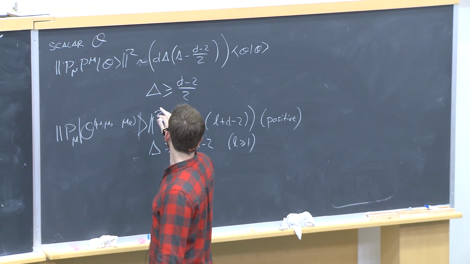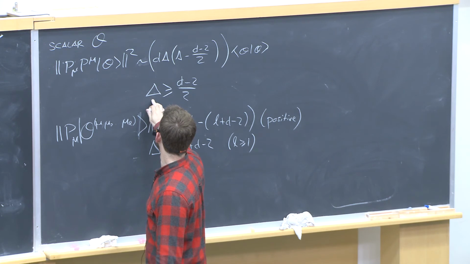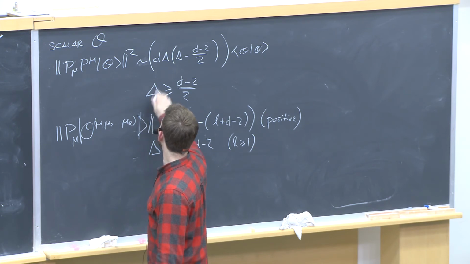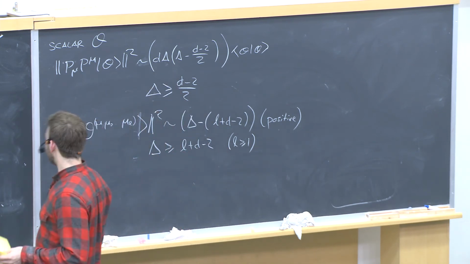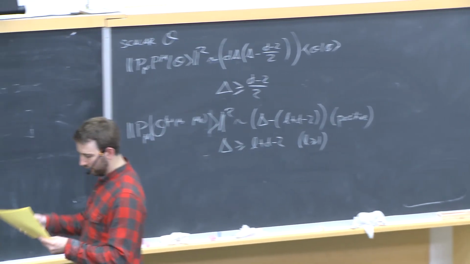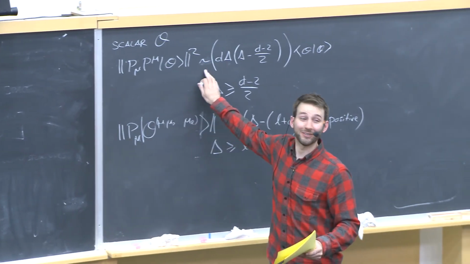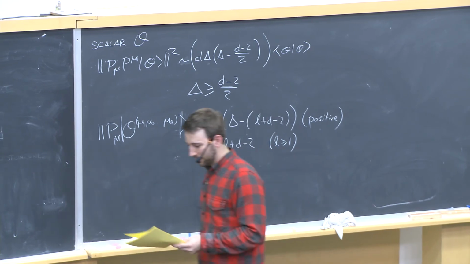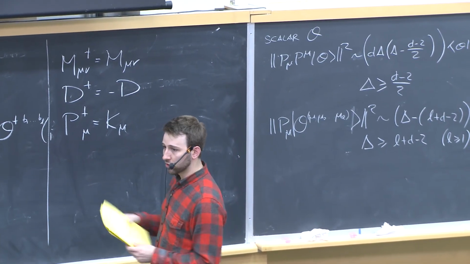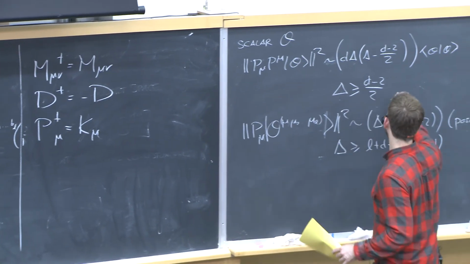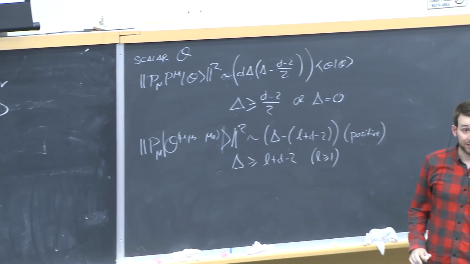In the first case, the next case: yes, delta can be 0. In the delta equals 0 case, we showed before. The question was why delta couldn't be 0. Delta can be 0, but now we're about to say how to interpret it. These two cases have much different interpretations.